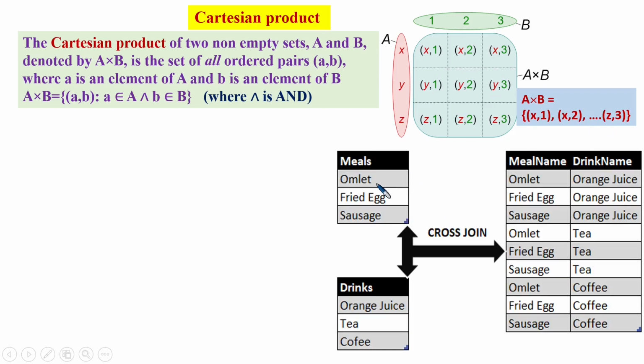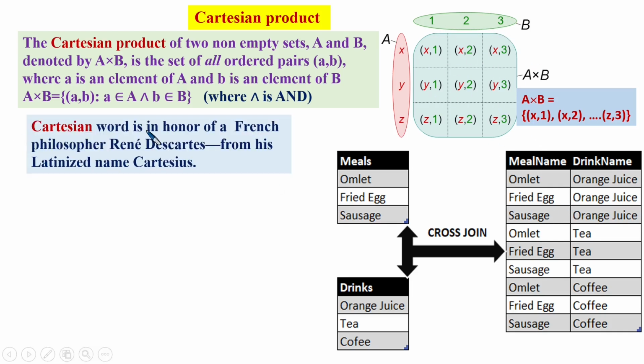Here is an example. Suppose I tabulate these meals and drinks, and each person gets one meal and one drink. How many combinations are there? Meal name and drink name. You have omelette, fried egg, sausage. These are the 3 meals, and they can go with orange juice. Again, the same 3 meals can go with tea, and again the same meals can go with coffee. So altogether you have 9 combinations. This is how you can represent it in matrix form also. Here I can write X as omelette, Y as fried egg, sausage as Z, and the drinks here. So this is in matrix form.